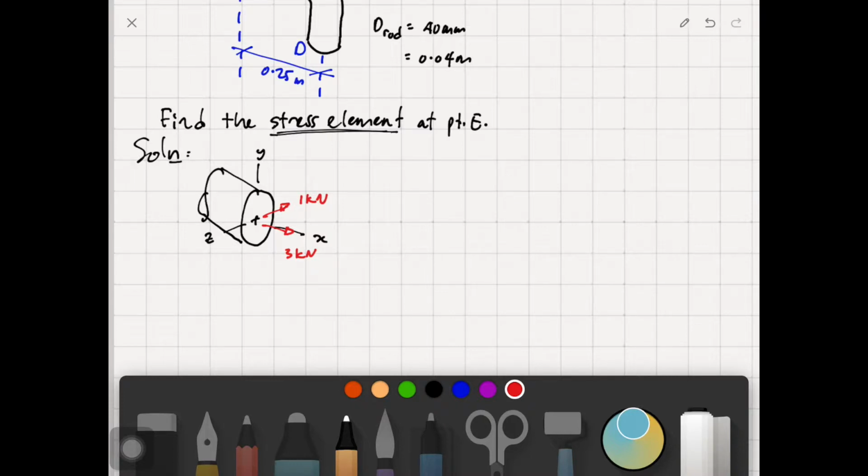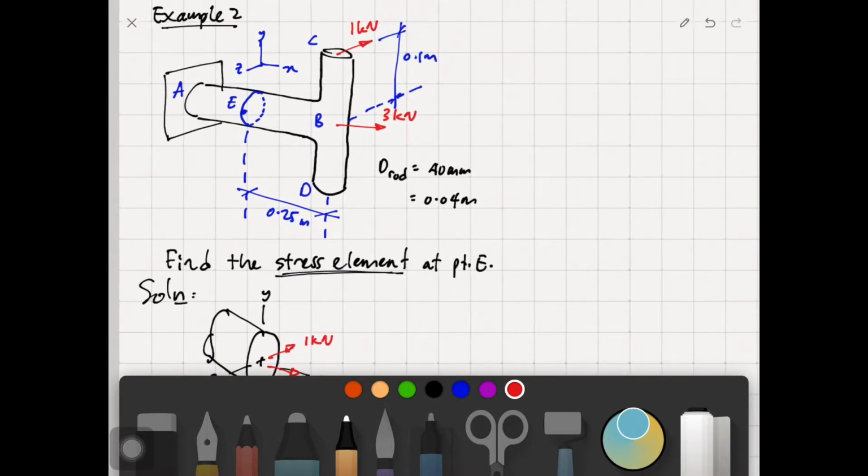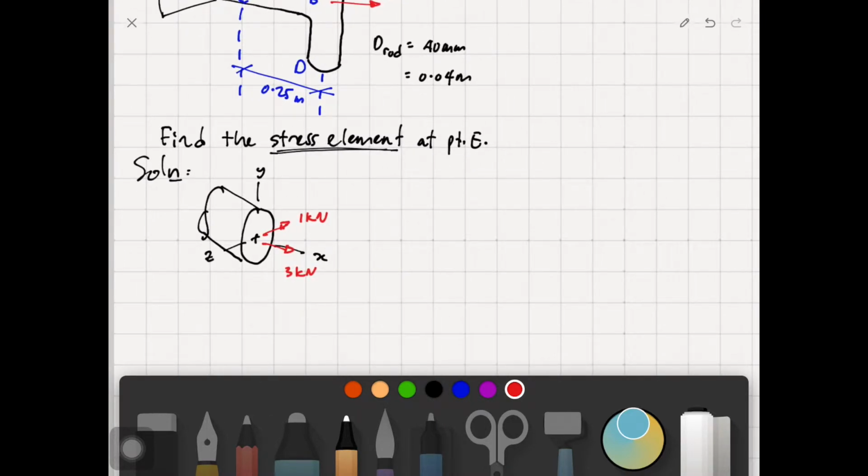Superimpose the point loads now at the location. Actually, this cross section is at point E, so I'm just taking a section at point E, and I'm going to list down all the loads that we have. But don't forget we have a rod. We have a distance of 0.1, and if you look at the diagram again, 0.25 from point E to point B. So that is going to cause moments. So I'm going to list that down.